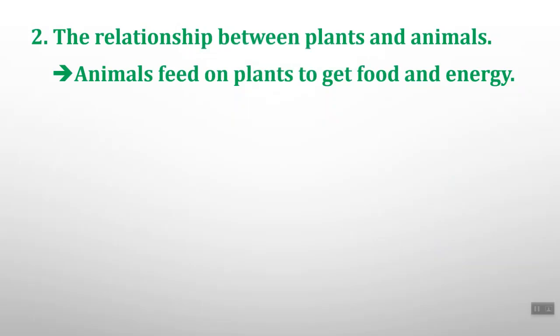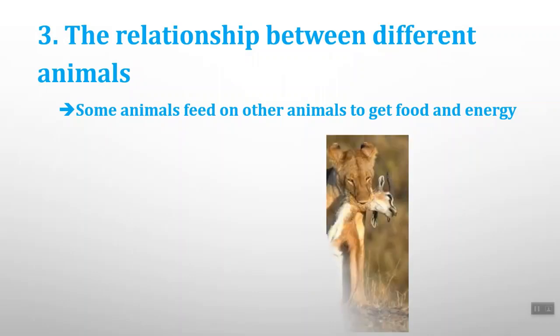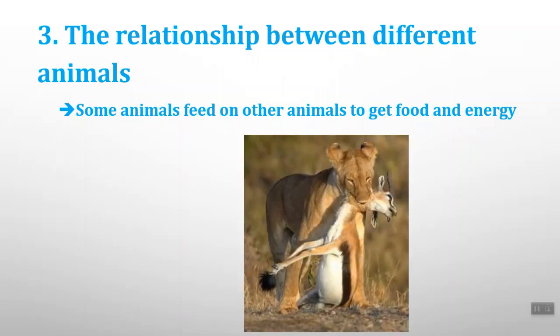The second relationship in the ecosystem is between plants and animals. Animals feed on plants to get food and energy, like this rabbit, which feeds on the plants to get energy. Number three, the relationship between different animals. Some animals feed on other animals to get food and energy. So we have three relationships: number one, between plants and soil; number two, between animals and plants; number three, between animals and animals.